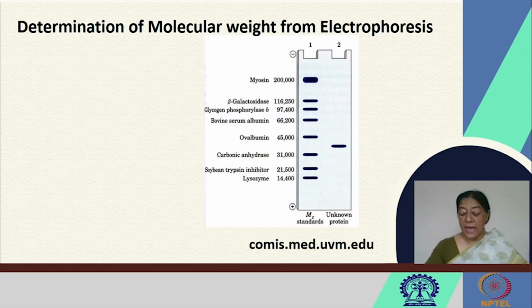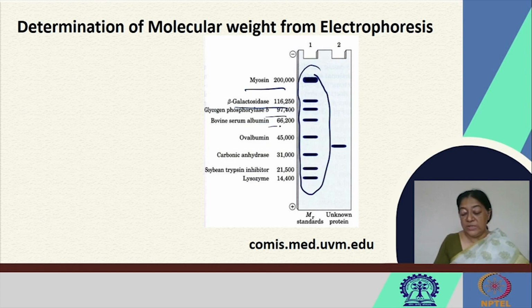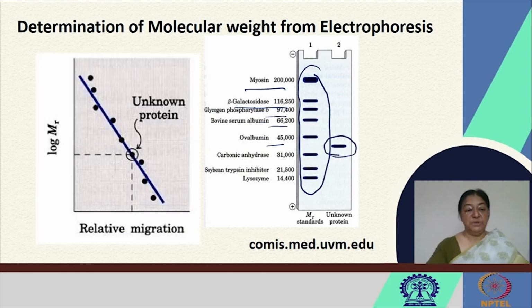So when we are looking at a standard set, which we see here in lane 1, we have their corresponding molecular weights marked here, and this is the unknown protein. Based on this, we can have a calibration curve, the log of the molecular weight along the y-axis, the relative migration along the x-axis, and based on the relative migration of the unknown protein given from the gel, we can find out the molecular weight of the protein of interest.